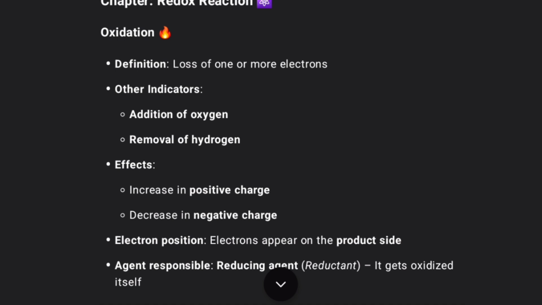Based on redox reactions. Oxidation. Definition: loss of one or more electrons. Other indicators: addition of oxygen, removal of hydrogen. Effects: increase in positive charge, decrease in negative charge. Electron position: electrons appear on the product side. Agent responsible: reducing agent, reductant, it gets oxidized itself.